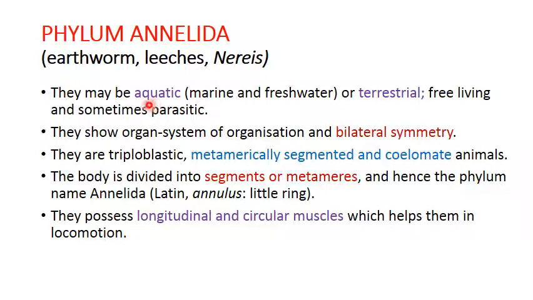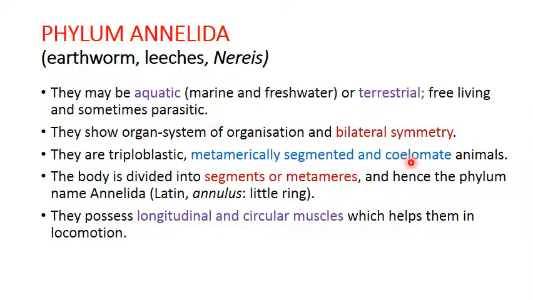So these annelids can be aquatic, that means marine or living in fresh water, or terrestrial. They can be free living and sometimes parasitic, like you have that leech which is an ectoparasite. अब organ system levels of organization, it has bilateral symmetry और ये triploblastic है, but these are metamerically segmented animals. That means their body is divided into equal segments, externally as well as internally.